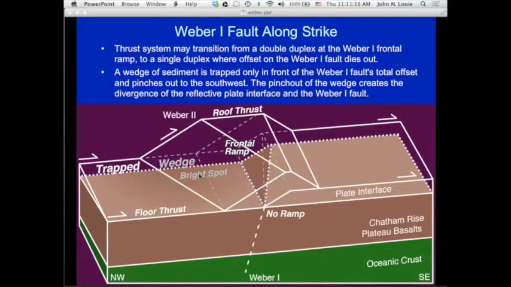Oh, yeah. But I need to do some real modeling of this. Then that would have told me right away that my idea for the incipient thrust down in the plate interface was bad, and the incipient thrust is really out here in front. But here, it's just a kind of lens-shaped. The Weber 1 fault has this lens-shaped offset. It's not very long.